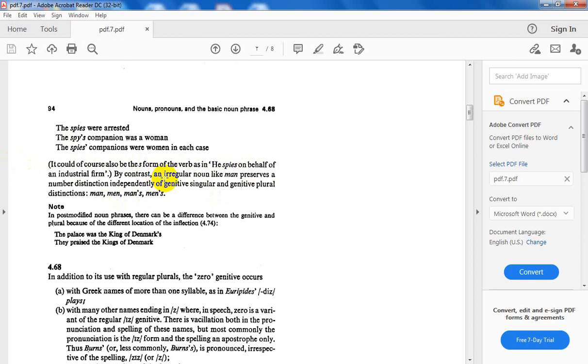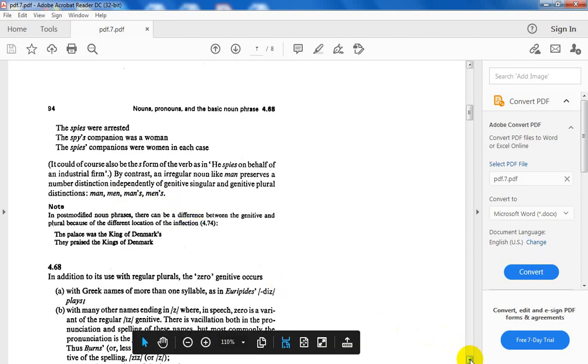By contrast, an irregular noun like man preserves a number distinction independently of the genitive marker. So I say man, singular form, common case. Men, plural form, common case. Man's, singular form, genitive case. Men's, plural, genitive case. Why? Because it has an irregular plural. If a noun has a regular plural, we just add the apostrophe to the noun.